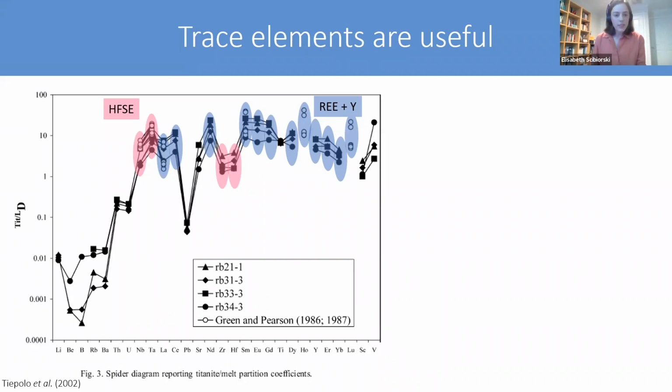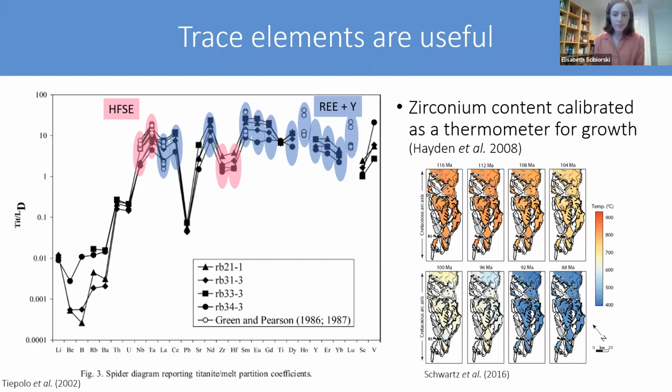In fact, the zirconium content of titanite is temperature dependent, and it has been calibrated as a thermometer, which is useful for obvious reasons. So, for example, in this paper, the authors used the zirconium thermometer in titanite in conjunction with the uranium-lead age to determine the thermal evolution of southern New Zealand.